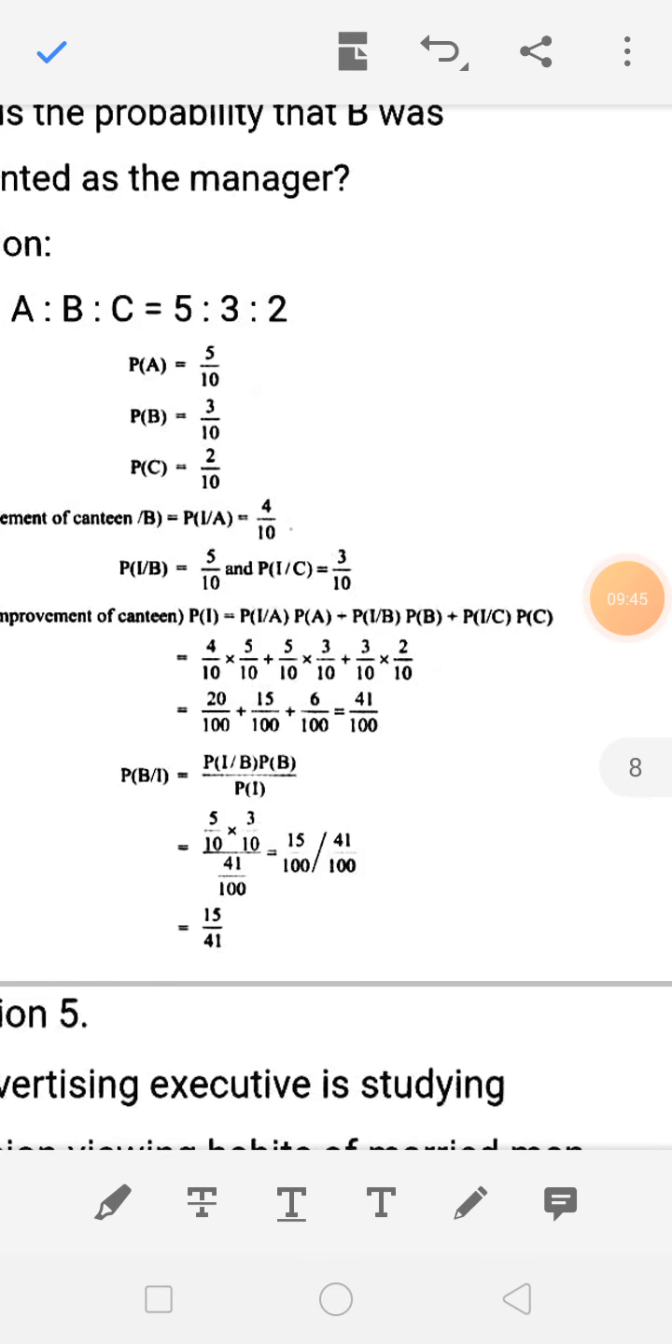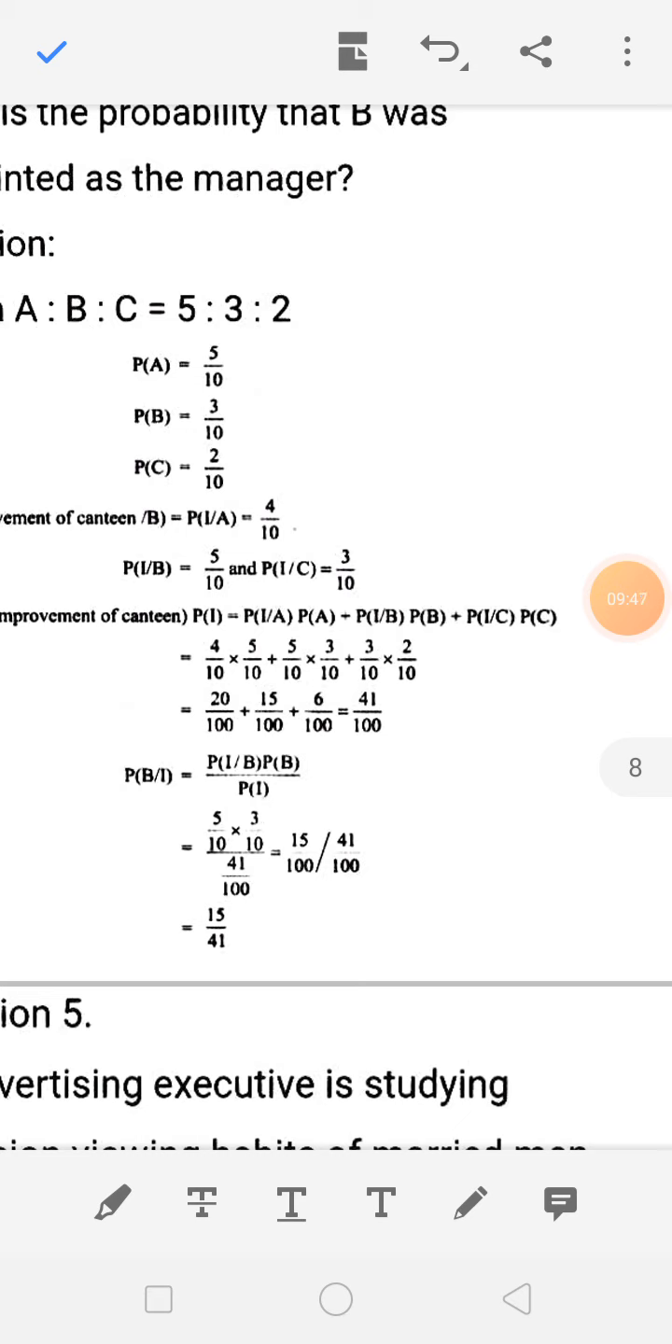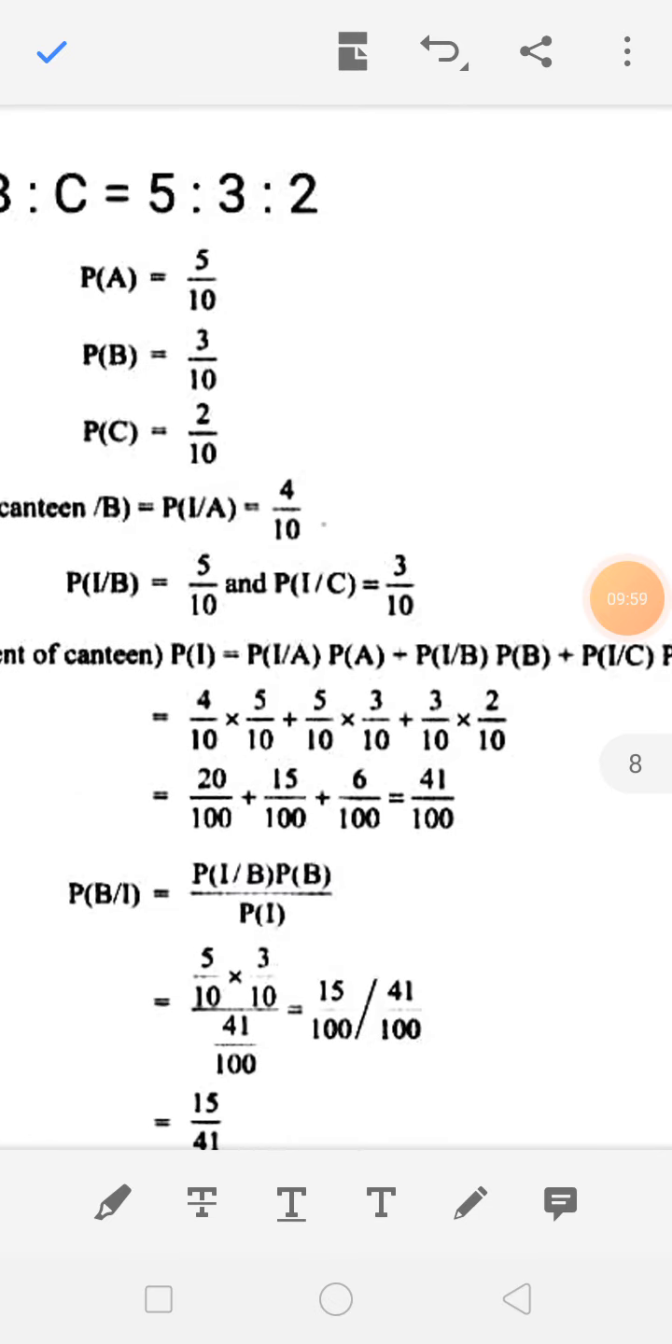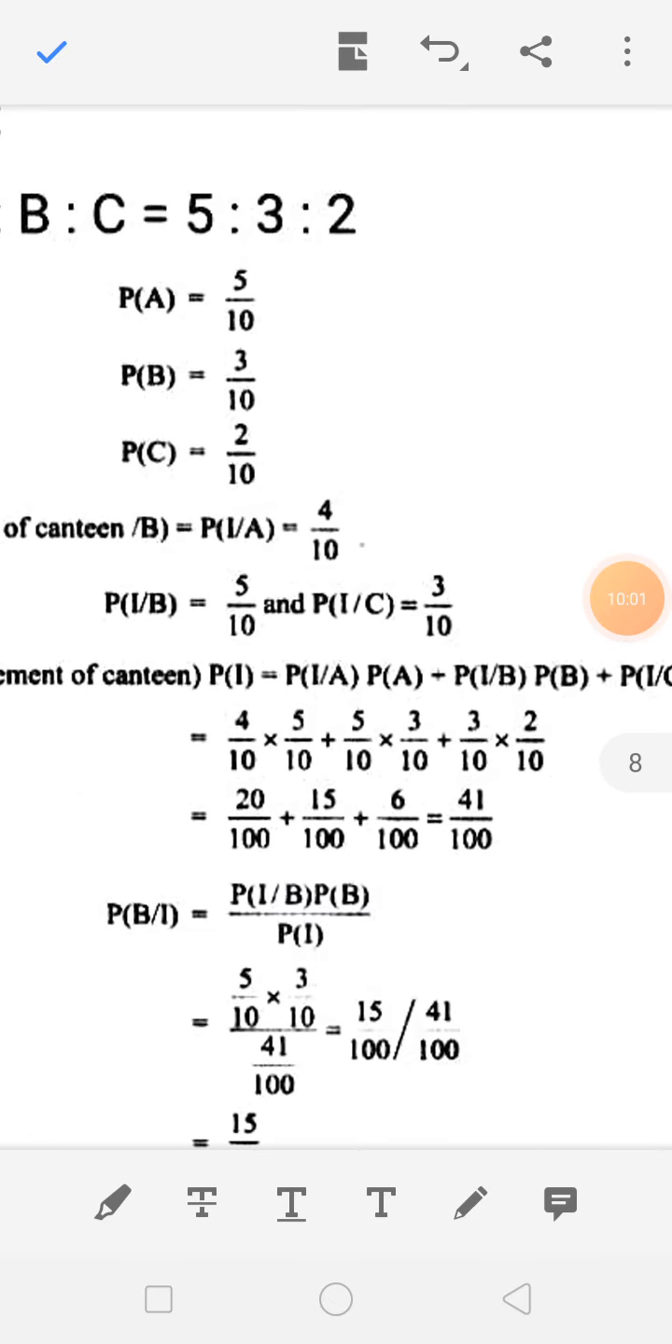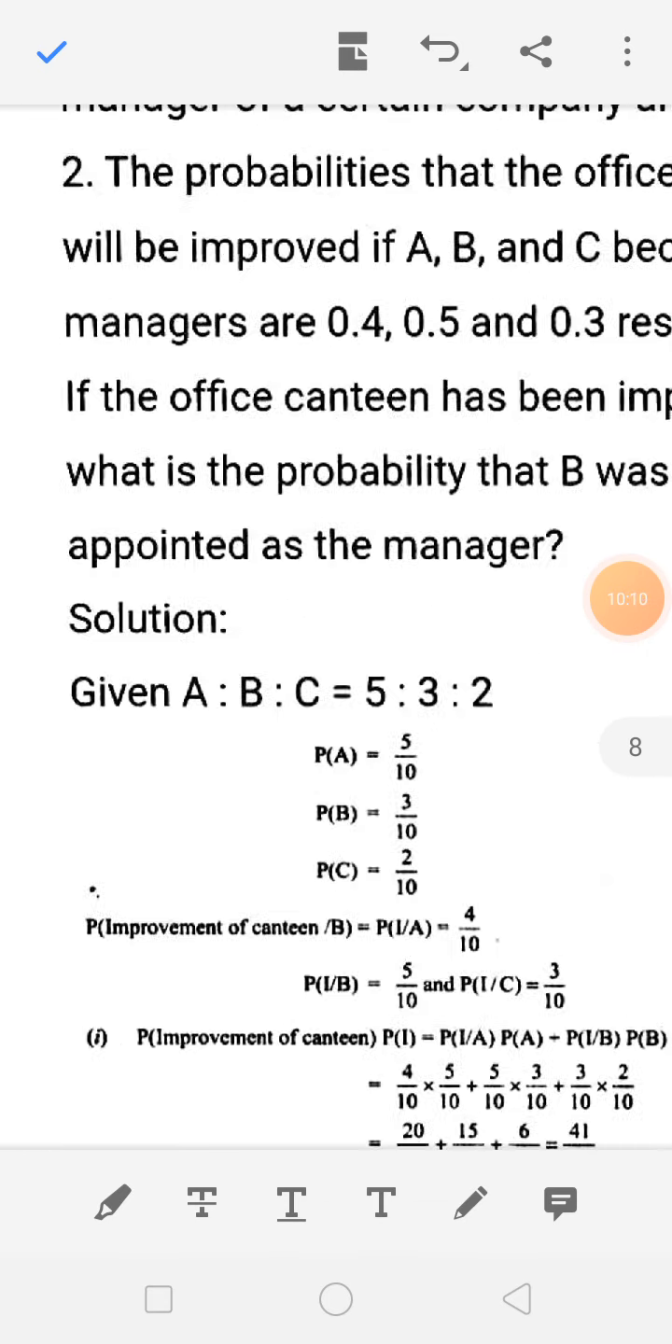Now the improved canteen, P of I, is equal to P of I by A into P of A, plus P of I by B into P of B, plus P of I by C into P of C. Here improved into production plus improved into production plus improved into production. So improved value 4 by 10 into probability of A, 5 by 10, and then substitute all the values and cancel all the terms, you will get 41 divided by 100. That is the first question.